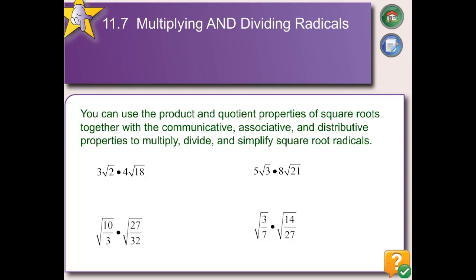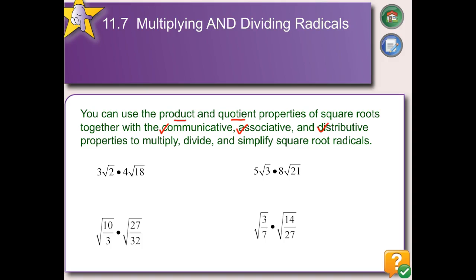All right, students, today we're going to look at this idea of multiplying and dividing radicals. Now we're going to go back and use some properties that we've already seen at the beginning of chapter 11, and we're going to look at how to use the product and quotient properties of square roots. Sometimes we're going to put them together with the commutative property. Remember, commutative property is where numbers switch places. We may use the associative property, which means we can reorder the numbers, and the distributive property.